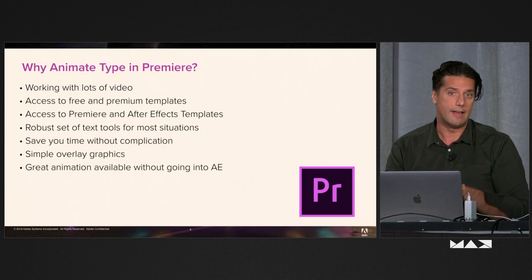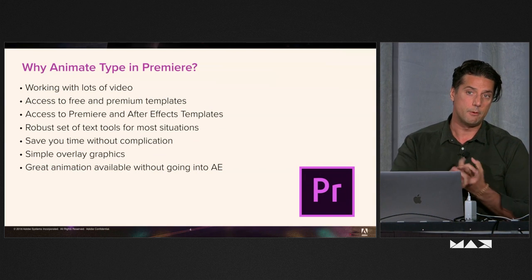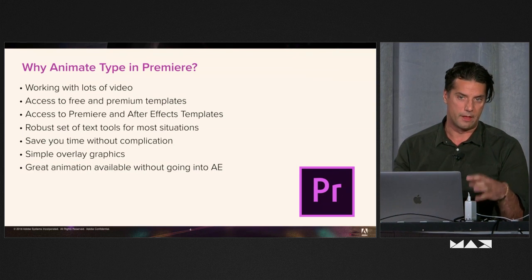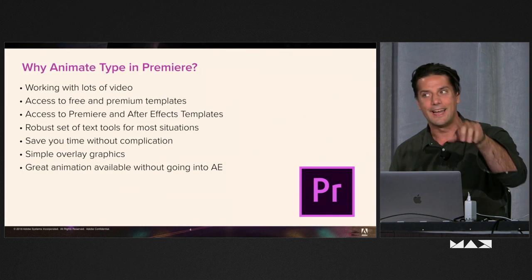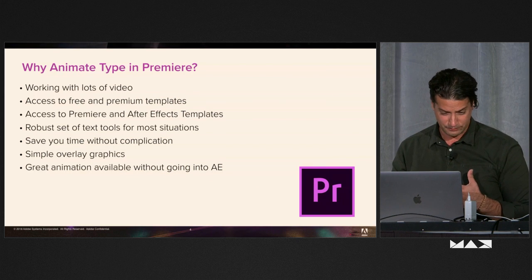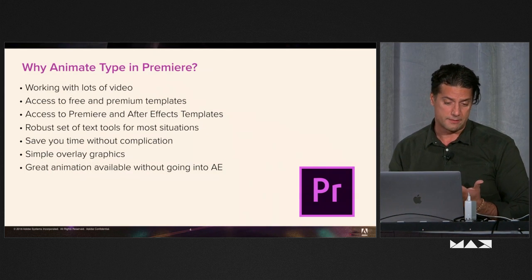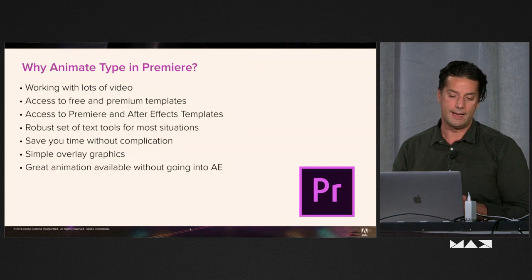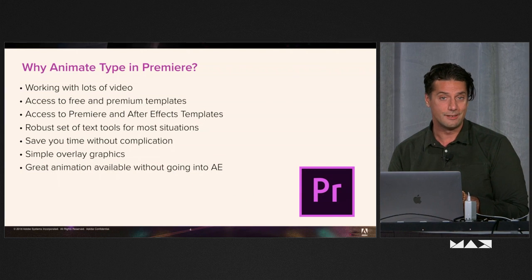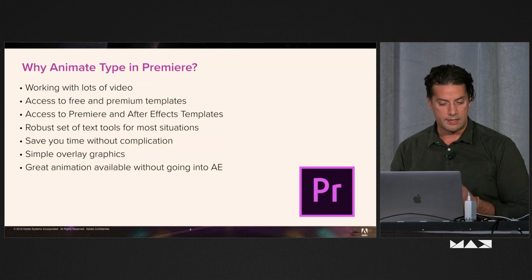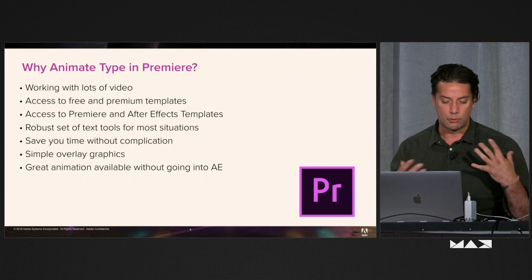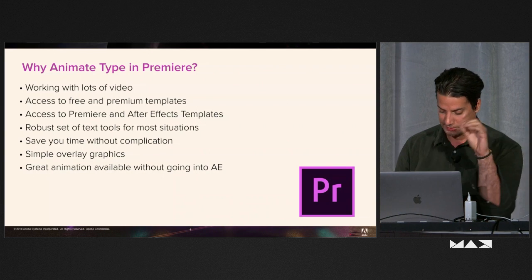In Premiere, you have access to 2 sets of templates. So people can build templates in Premiere, and they can also build them in After Effects, and you get access to both of them inside of Premiere Pro. Inside of After Effects, you get access to After Effects templates, not the Premiere ones. For most situations, in terms of video, it does have a robust set of text tools combined with the offerings of Adobe Stock, and this can save you time without complication. And we can also talk about the ability of simple overlay graphics contained inside of Premiere Pro and great animation available without going into After Effects.